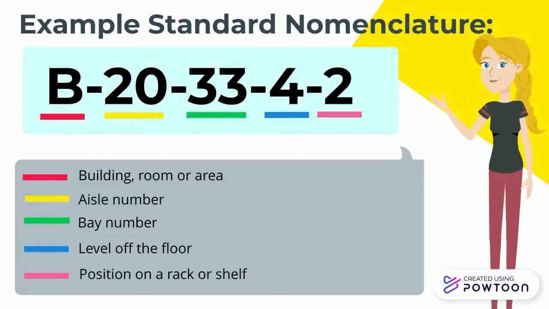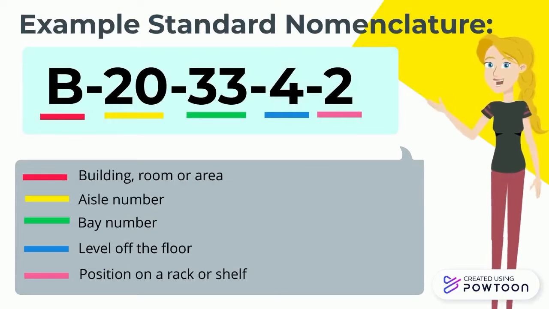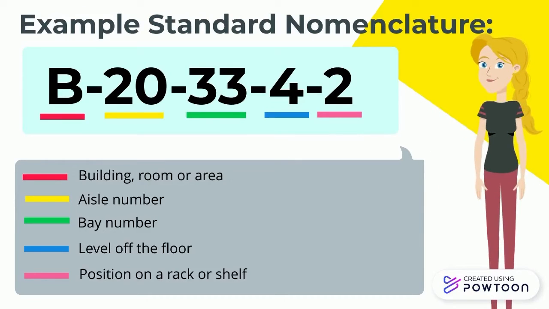So here is an example I give to you. As you can see here, B-20-33-4-2. The B is for the building, room, or area in the warehouse. Number 20 is for the aisle number. Number 33 is for the bay number. Number 4 is the level of the floor. And the last one, number 2, is the position of a stock on a rack or shelf.